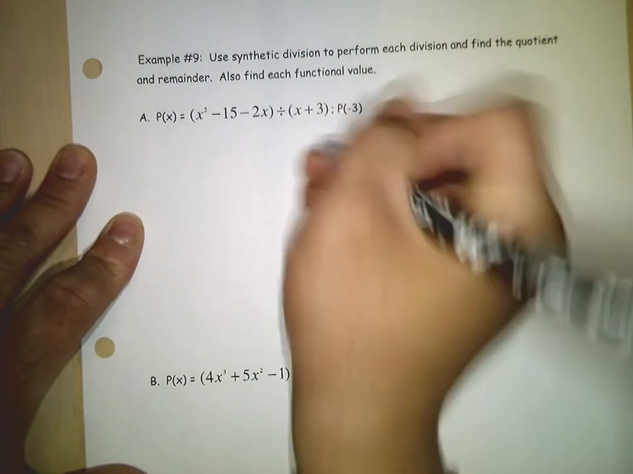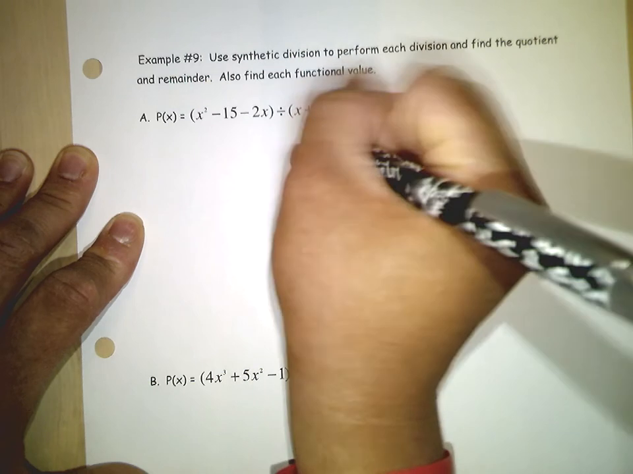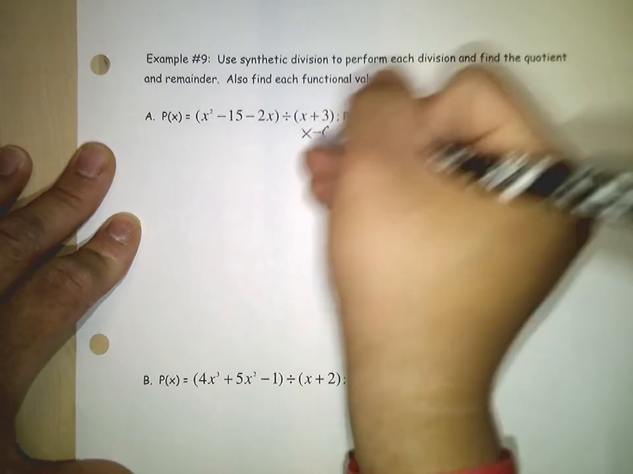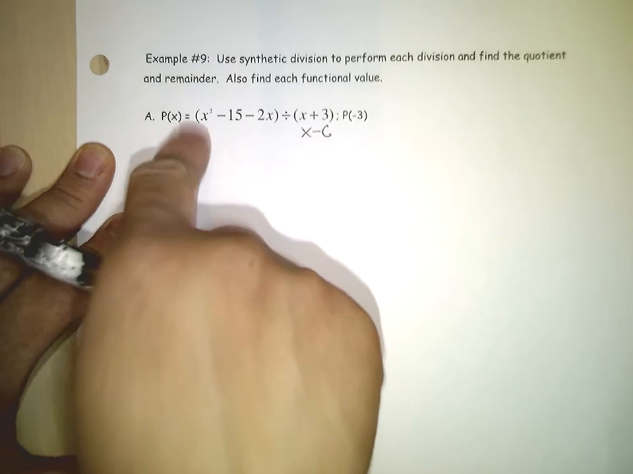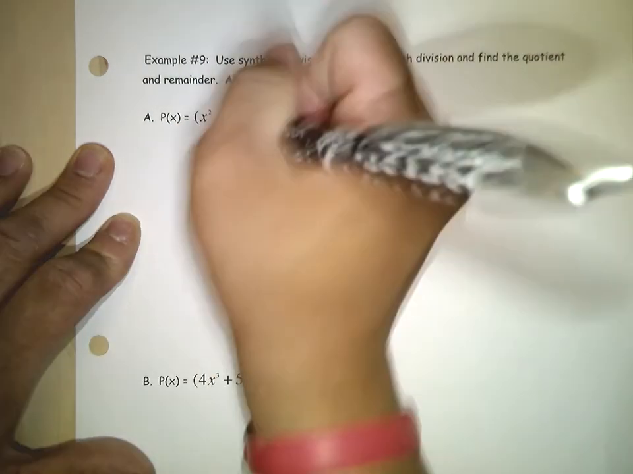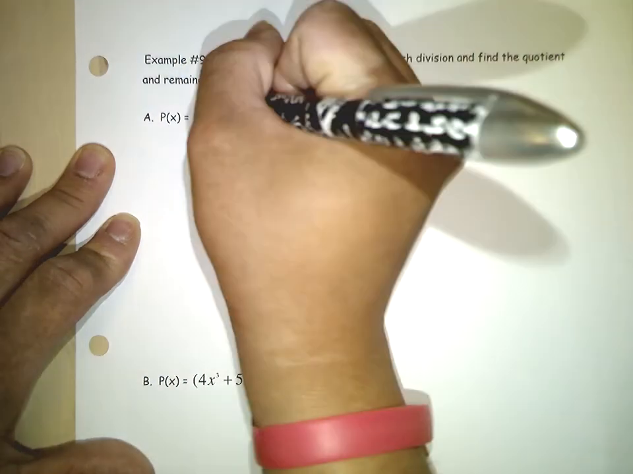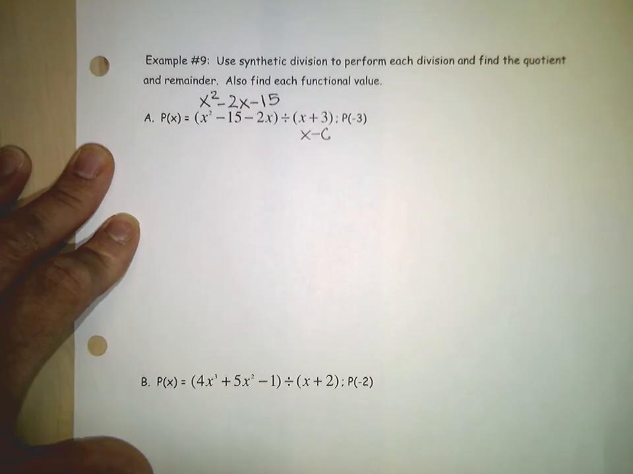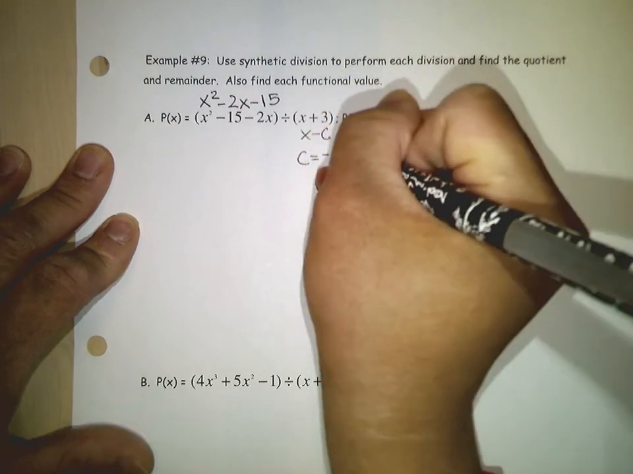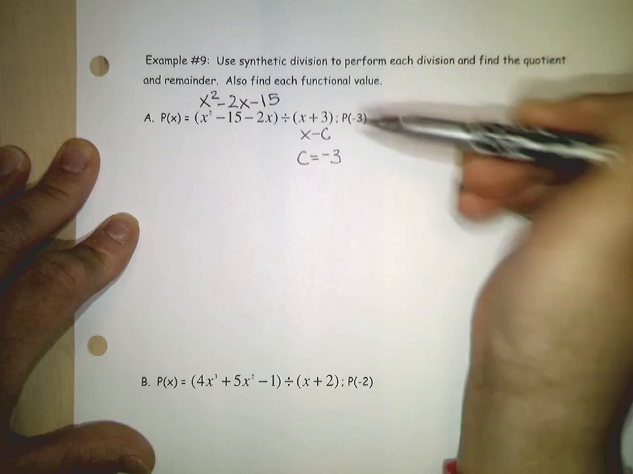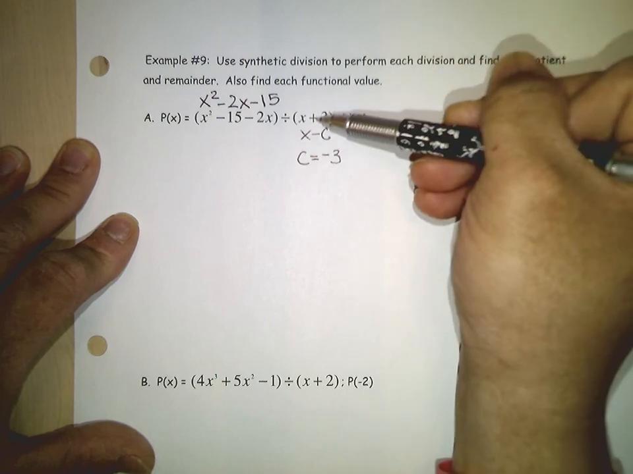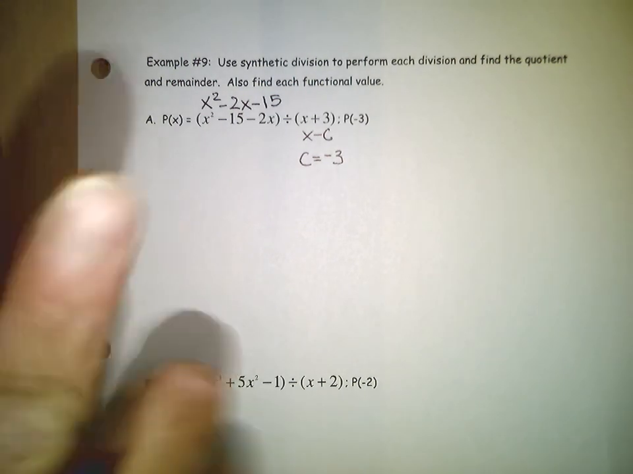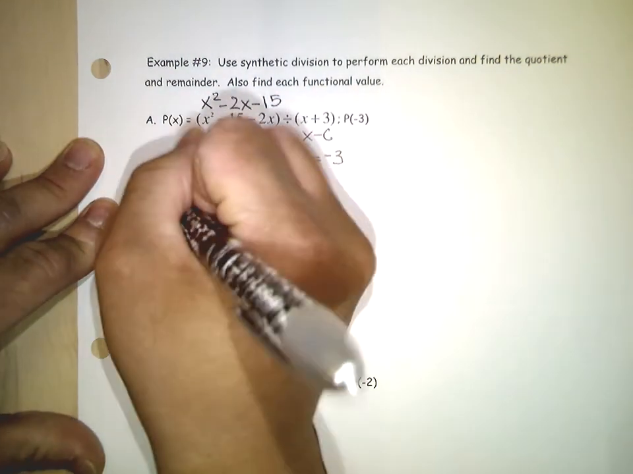All right, so we have x minus c. We should write the dividend in descending order, so x squared minus 2x minus 15. Now remember that c is going to be negative 3 because it's the opposite sign of what's here. That was x plus 3, so c is negative 3. So here is my c value, negative 3.